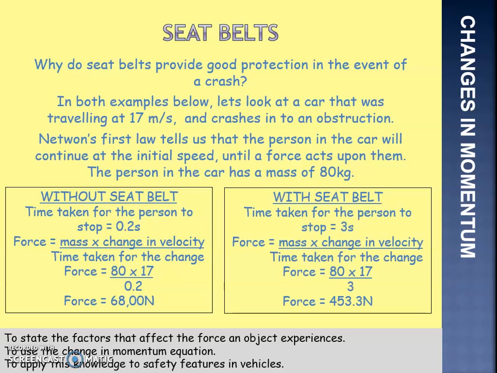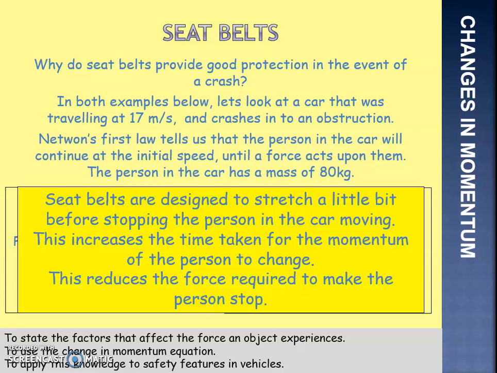Now with the seatbelt, the time taken for the person to stop would be much bigger, and we'll look at why that is in a second. It would be 3 seconds. So force is mass times change in velocity over time taken for the change. 80 times 17, the person does come to rest again, so the change in velocity is 17, but we divide that by 3 now, giving us a much lower force of 453.3 newtons. Seatbelts are designed to stretch a little bit before stopping the person in the car moving. Now this increases the time taken for the momentum of the person to change.